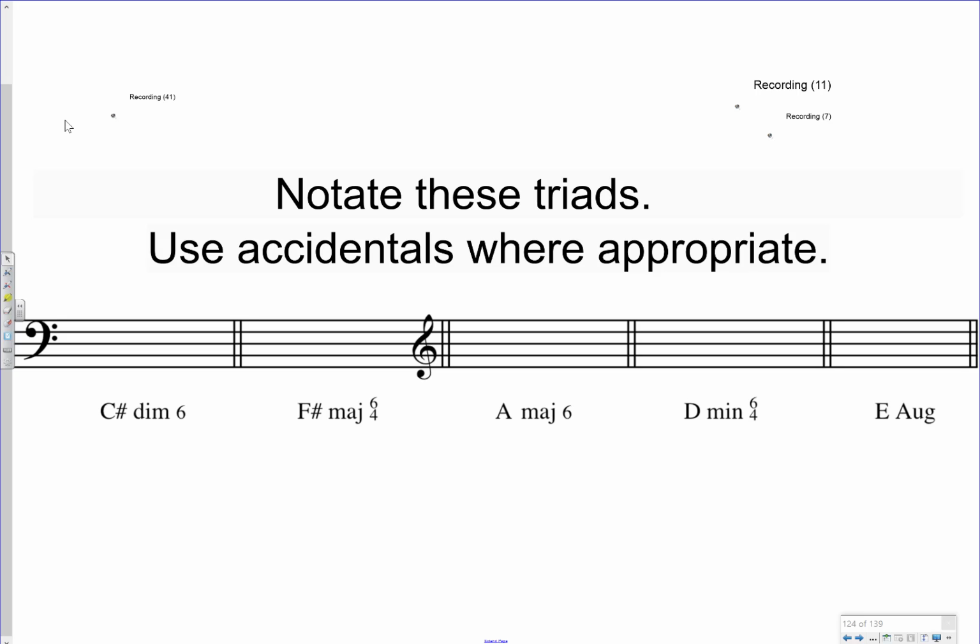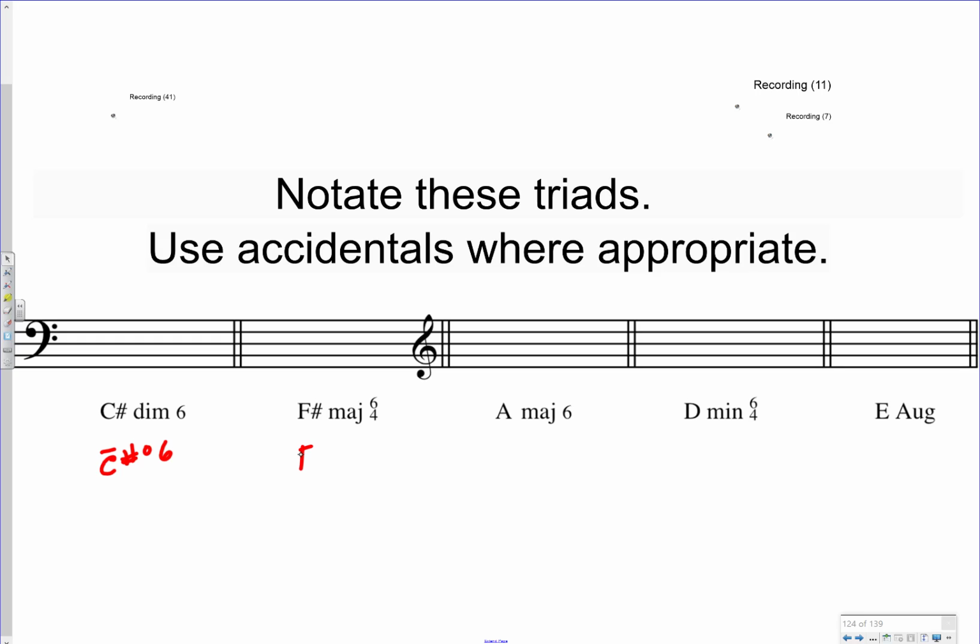Okay, college, we need to notate the following triads using accidentals where appropriate. The first two measures are bass clef, the other three are treble clef. In the first measure, we need to build and construct a C-sharp diminished 6. In other words, if I were writing this, I would be doing this. It means the same thing.